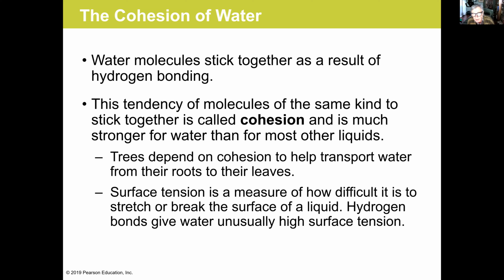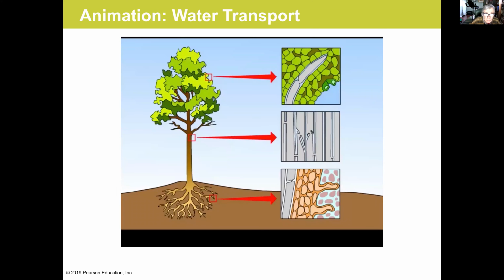Surface tension. How difficult is it to stretch or break the surface of a liquid? Hydrogen bonds give water unusually high surface tension. You don't think it takes much to push the boundary between water and air, but if you get enough hydrogen bonds, you can float really, really heavy things in water. You can float aircraft carriers in water because of hydrogen bonds. Believe it or not, what's holding up the aircraft carrier are hydrogen bonds. Like I said, they're incredibly weak, but there are so many of them that they impart real strength to water. And it's called surface tension.